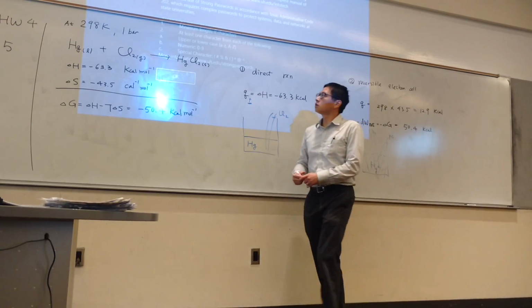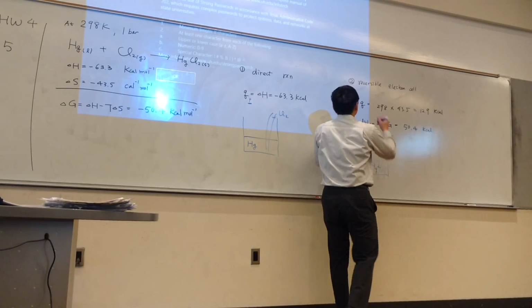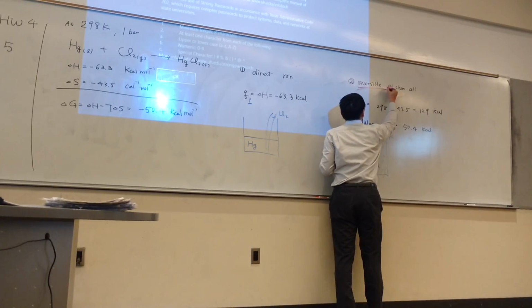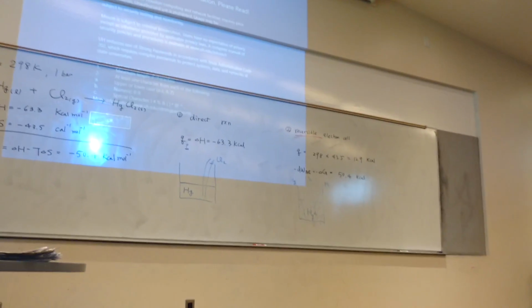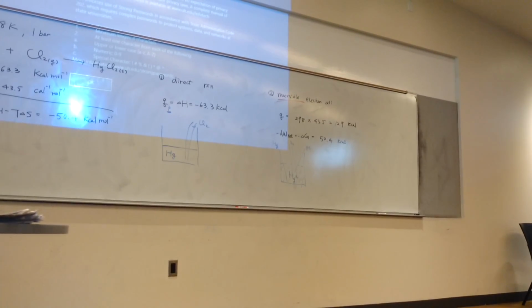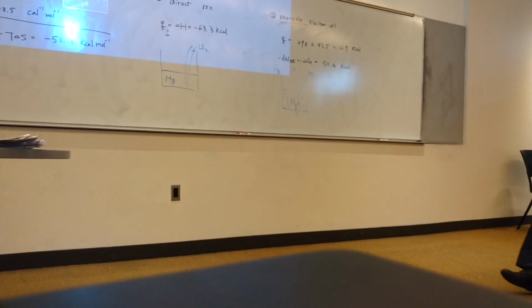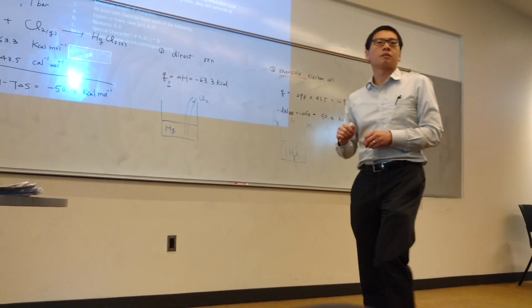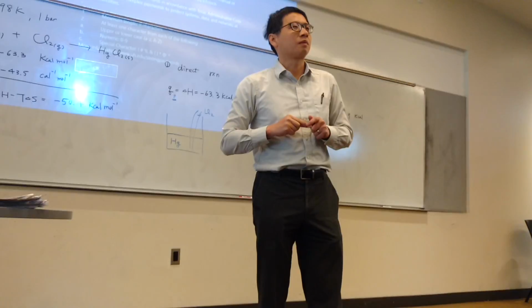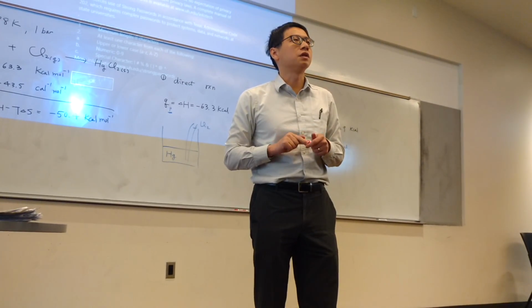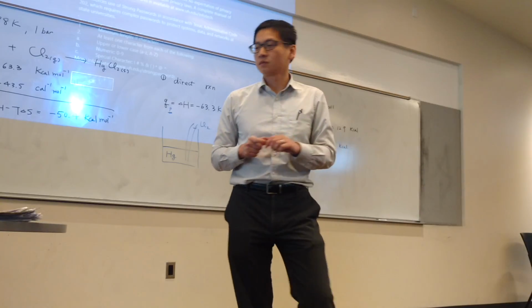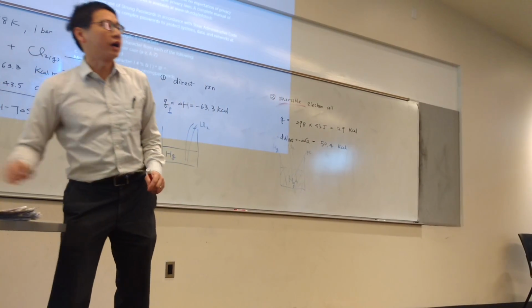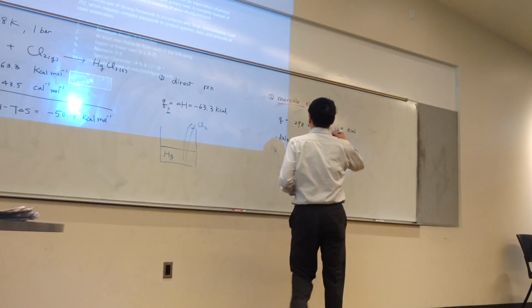So here we assume the process is a reversible process. Once you see the word reversible, what can you write down right away? What can you write if you see the word reversible? What should you write? Delta S total equals 0, right?